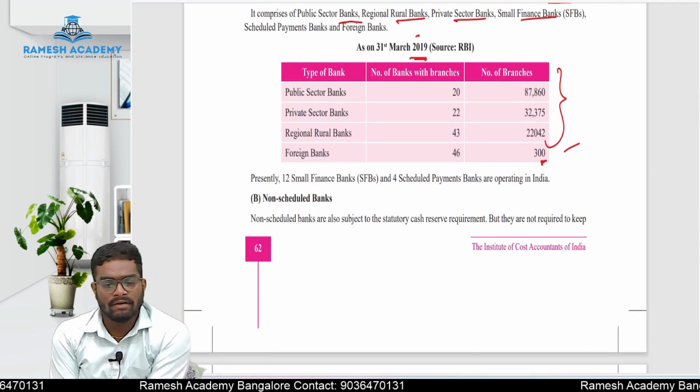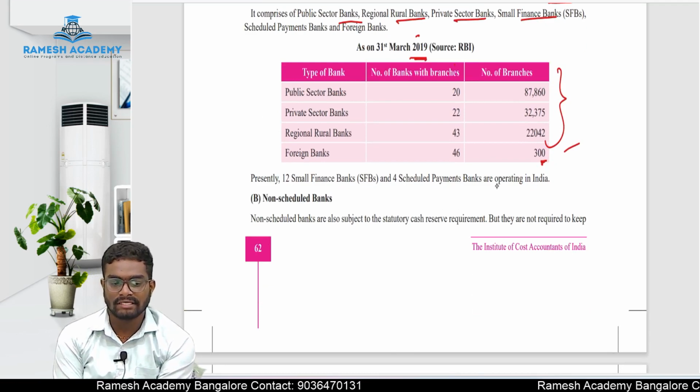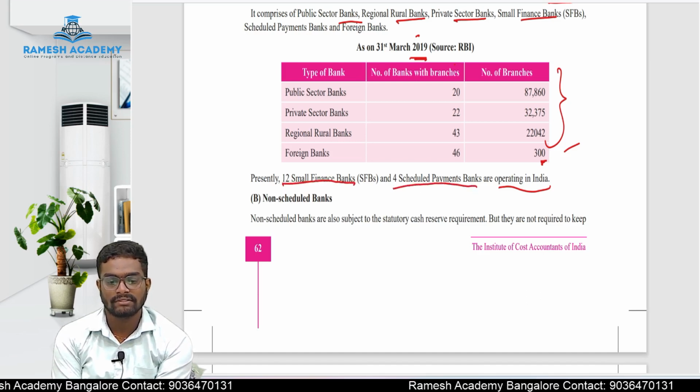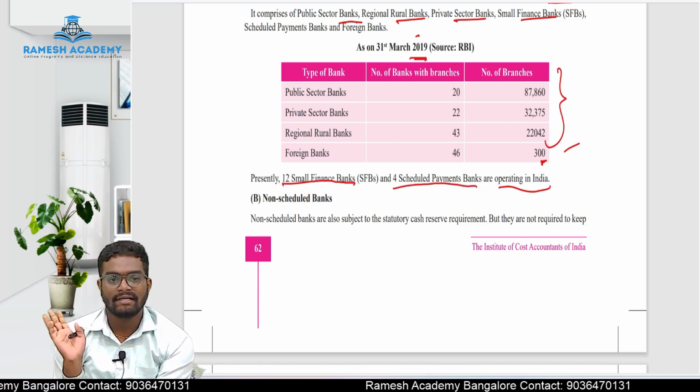Presently, 12 small finance banks and 4 scheduled payment banks are operating in India. So you can take it as an exercise to find out which these banks are, just to have an idea.